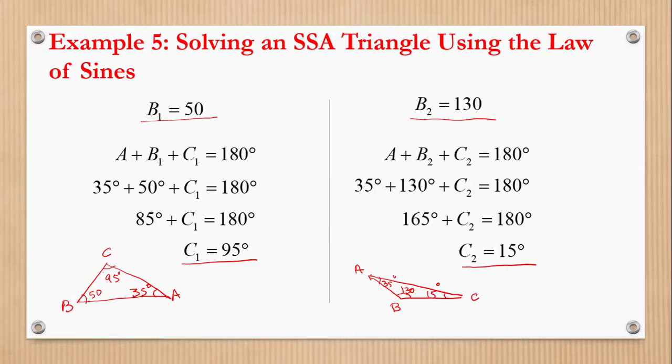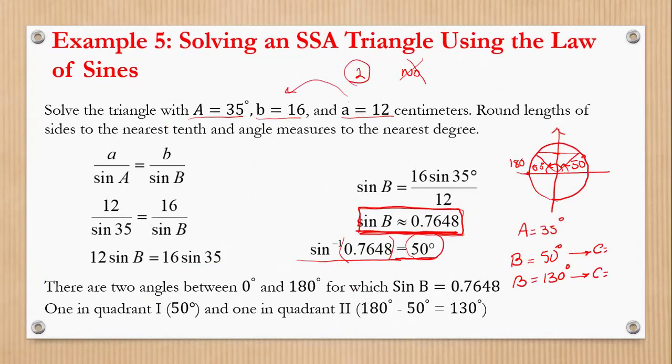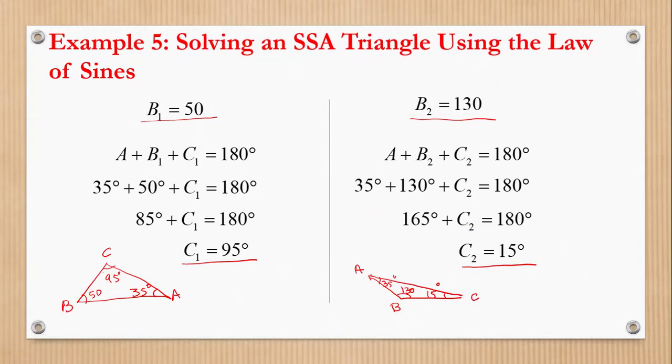Now let's solve each of these triangles separately to find the three sides. You only have side A and side B. Side A is 12, side B is 16, and you only need to find side C. How do we find that? Using the law of sine again. We can use the law of sine, but this time we have both side A and side B, so it doesn't matter which one we use. We can use either of them with side C.